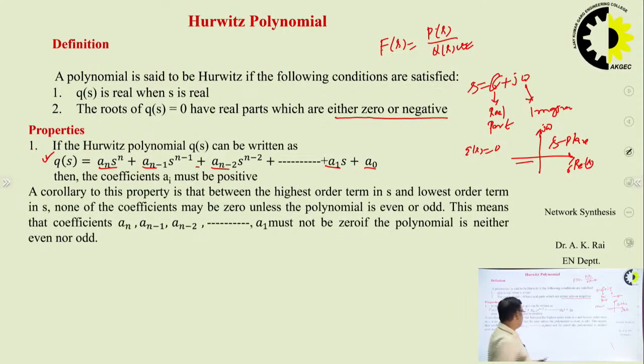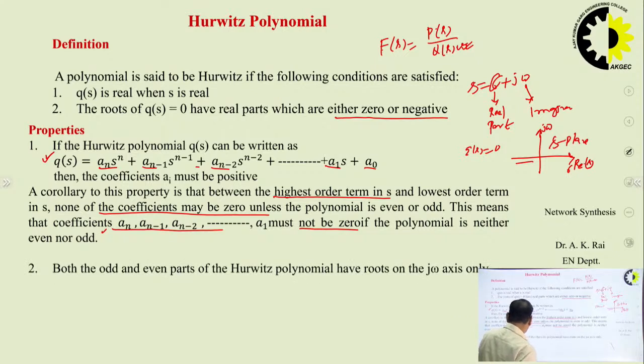However, we have the corollary to this property that between the highest order terms in S and lowest order terms in S, none of the coefficients may be 0 unless the given polynomial is either odd or even. Okay. This means that all the coefficients must not be 0 if the polynomial is neither odd nor even. So this is the corollary of the first property.